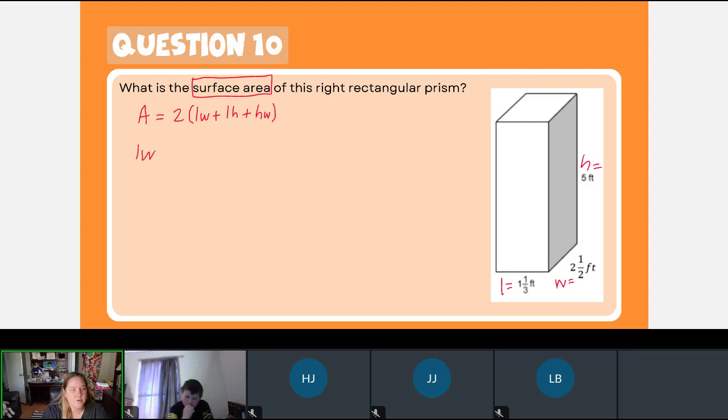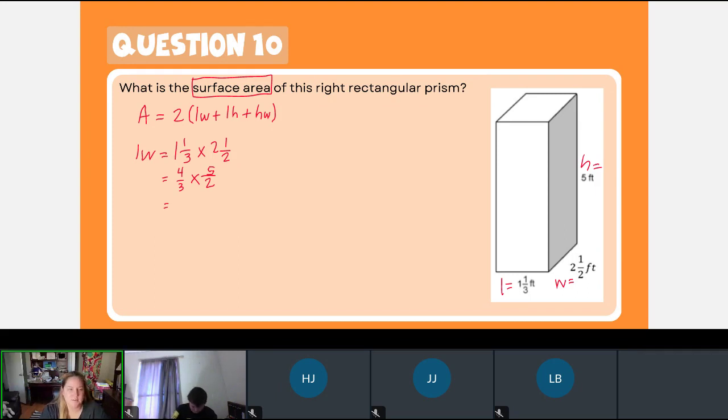So LW is equal to 1 1/3 times 2 1/2. And instead of trying to multiply those mixed numbers, let's make them improper fractions. So 3 times 1 is 3 plus 1 is 4. That would be 4/3 times 4 plus 1 is 5, 5/2. Now we can multiply a little bit easier, right?